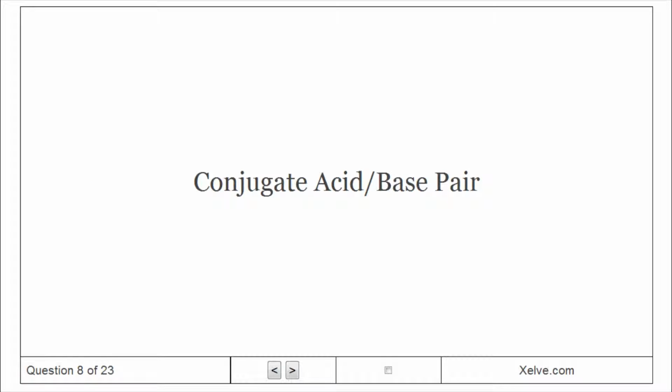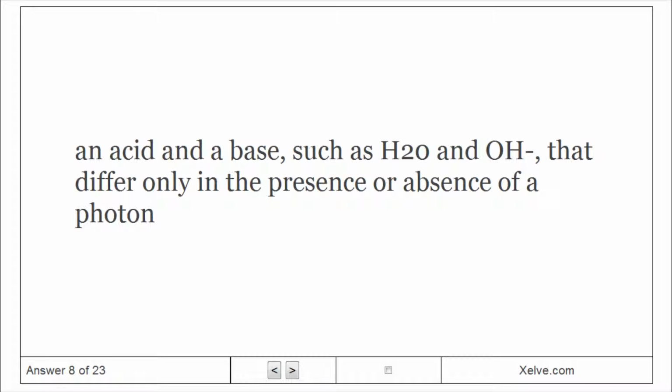Conjugate acid-base pair. An acid and a base, such as H2O and OH-, that differ only in the presence or absence of a proton.